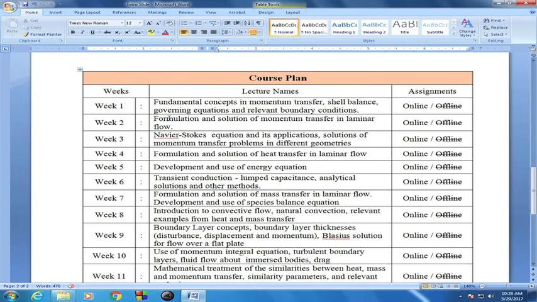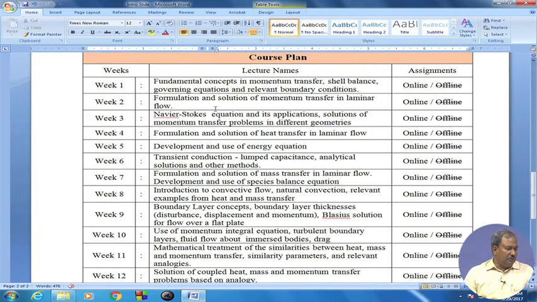It is essentially a force balance method that we are going to see in this, and how this shell balance can lead to the governing equations for the case of, let us say, momentum transfer, and what are the relevant boundary conditions one would expect in the case of fluid flow or momentum transfer. So, the formulation and solution of momentum transfer in laminar flow we would see, and then it would automatically be apparent that many of the processes that can be handled by a simple shell balance are very simple in nature.